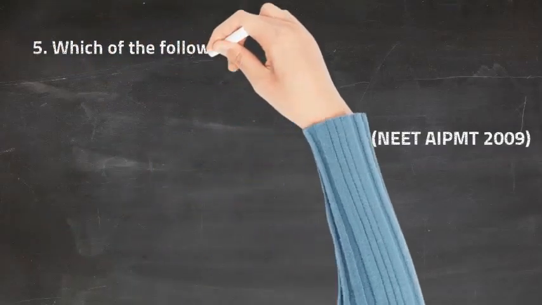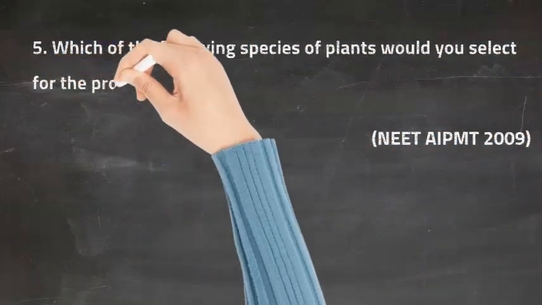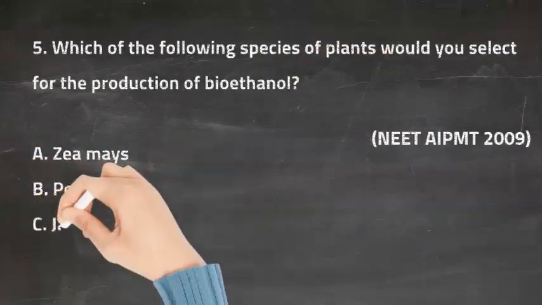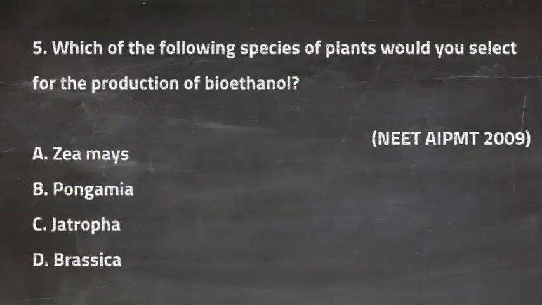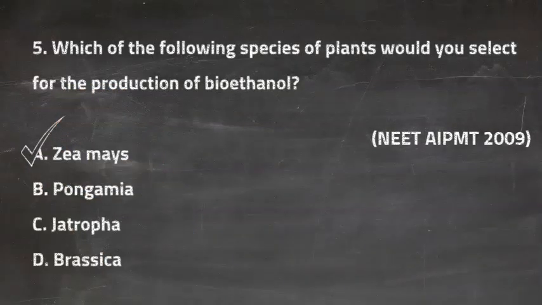Question fifth. Which of the following species of plant would you select for the production of bioethanol? Option A, Zea mays. Option B, Pongamia. Option C, Jatropha. Option D, Brassica. The right answer is option A, Zea mays.